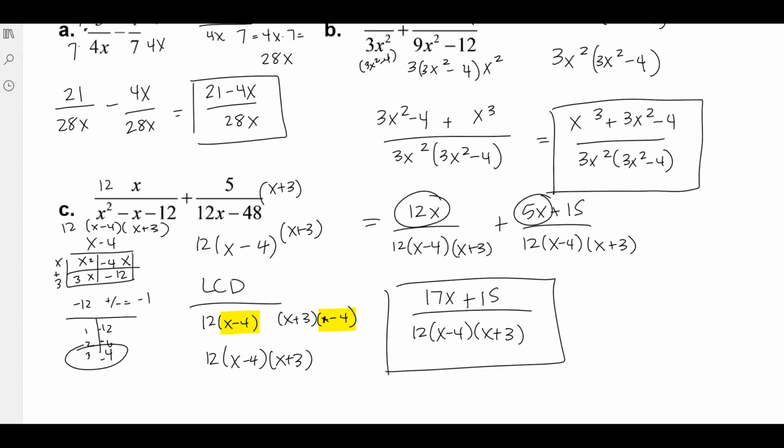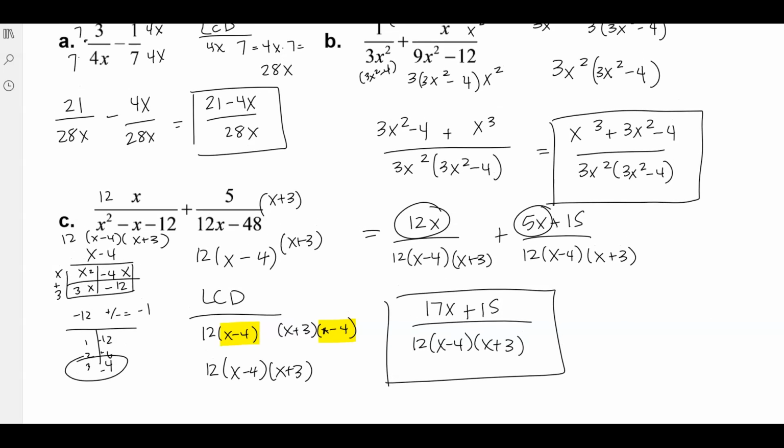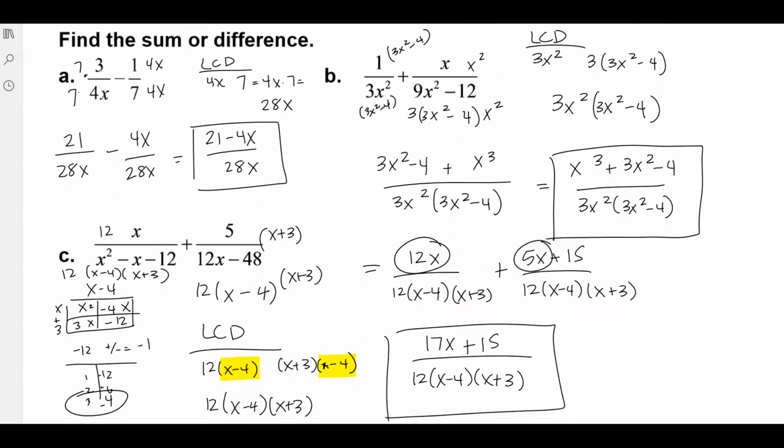All right, for your answers, you get 21 minus 4x over 28x for A. For B, you get x to the third plus 3x squared minus 4. That doesn't factor nicely, and we didn't learn how to factor those x to the thirds when they weren't perfect cubes, like the sum of cubes, difference of cubes. So we're just going to leave it like that. And then the bottom is 3x squared times 3x squared minus 4. None of these we simplified, so we won't have any excluded values for our answers.